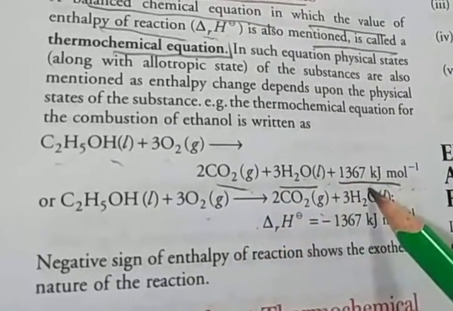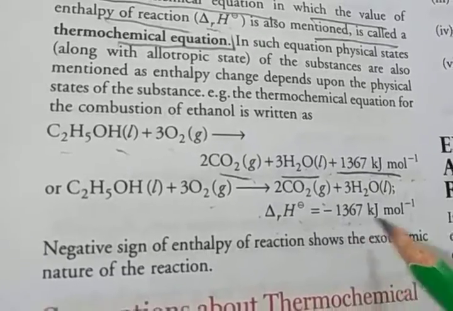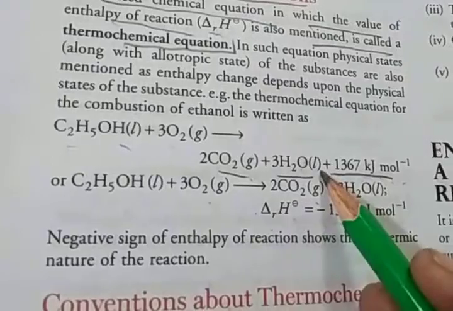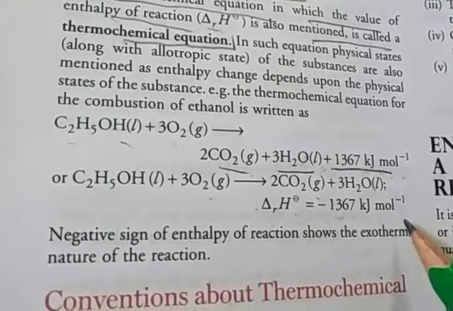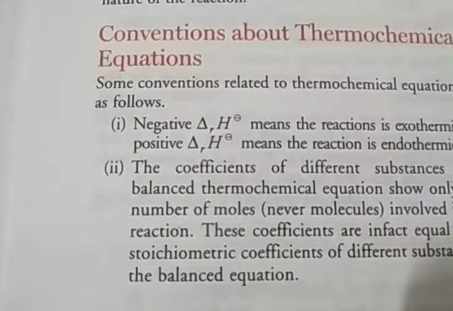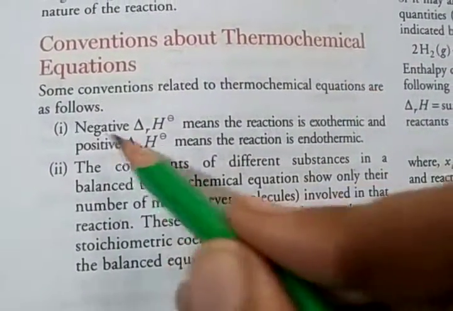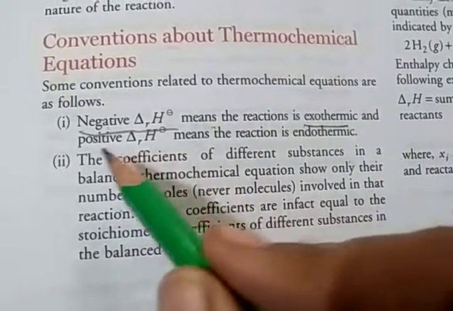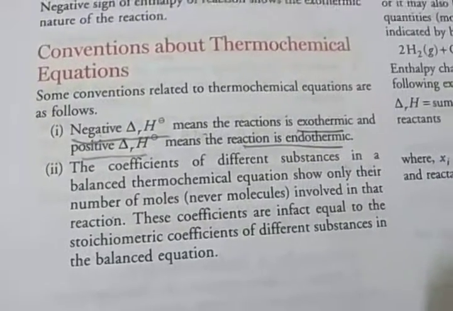Here you write on the upper side, or otherwise you write, delta rH is equal to minus 1367 kilojoule per mole. Your choice, any one. The negative sign of the enthalpy of the reaction shows the exothermic nature of the reaction. Next are the conventions about the thermochemical equation. The first convention is that negative delta H means the reaction is exothermic, and positive delta H means the reaction is endothermic.